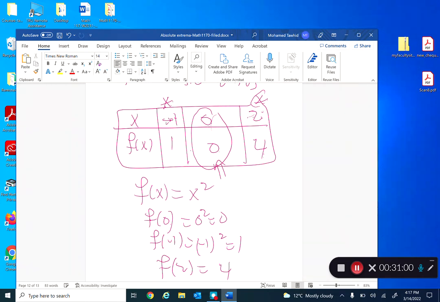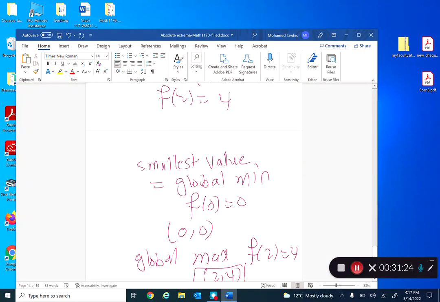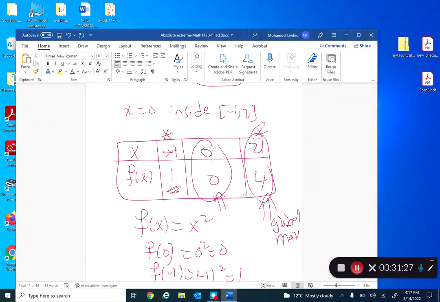What is the largest one? 4. So that is your global or absolute max, and this one is the global min, right? So the largest one here, your global max is f of 2 equals 4. So that is 2 and 4. That is where you have your global max. So now the question, what about the other one? What about -1, 1? The smallest one we call global or absolute minimum. The largest one we call global or absolute max.